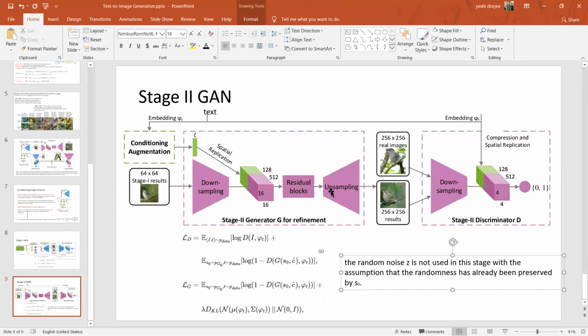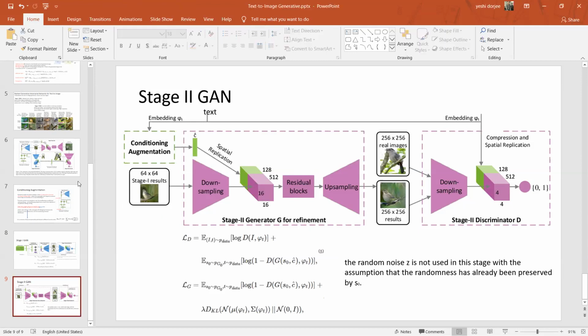After upsampling, we produce the 256 by 256 image, which is far better than the stage 1 GAN generator. We use the same condition, our real image goes through downsampling, the same procedure again, into the stage 2 discriminator. So this is the overall picture of text to image generation using this architecture.